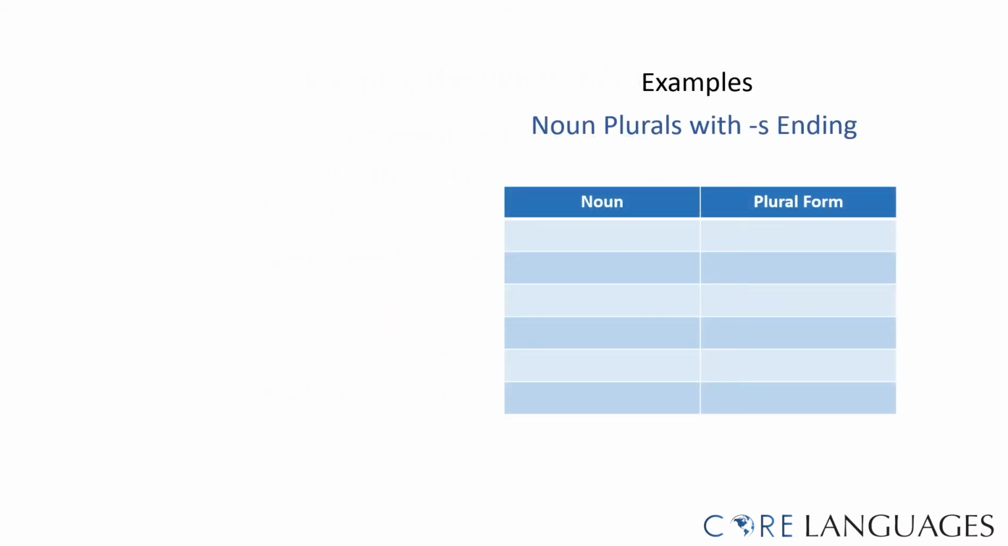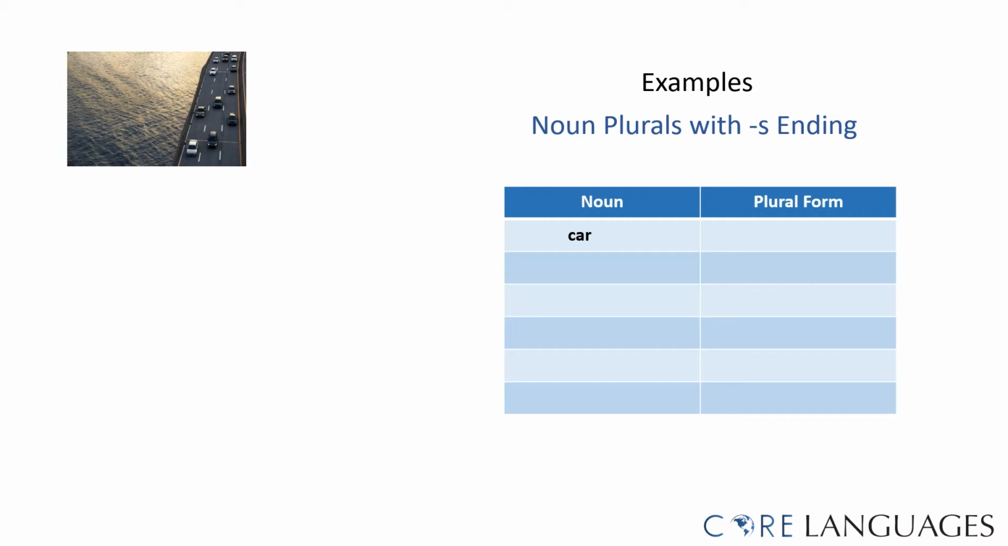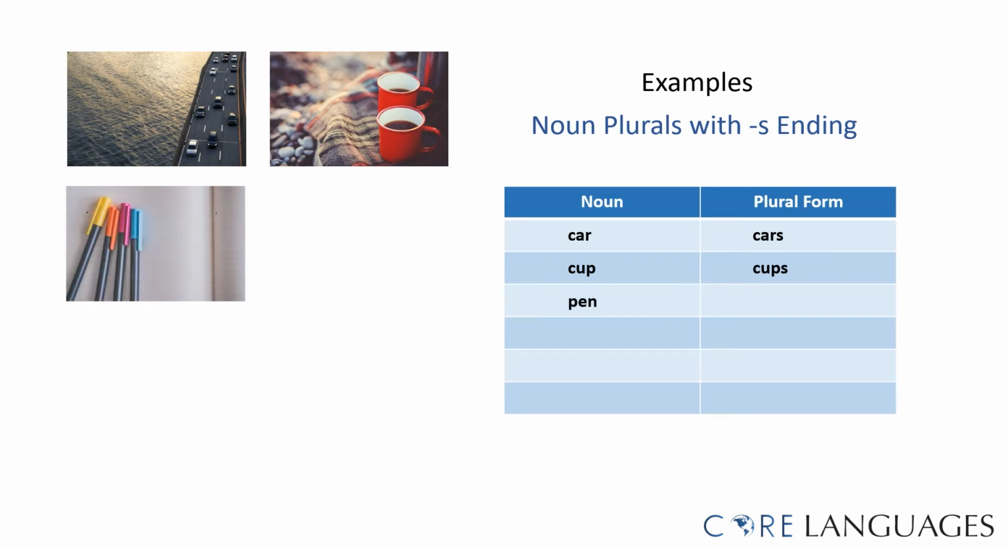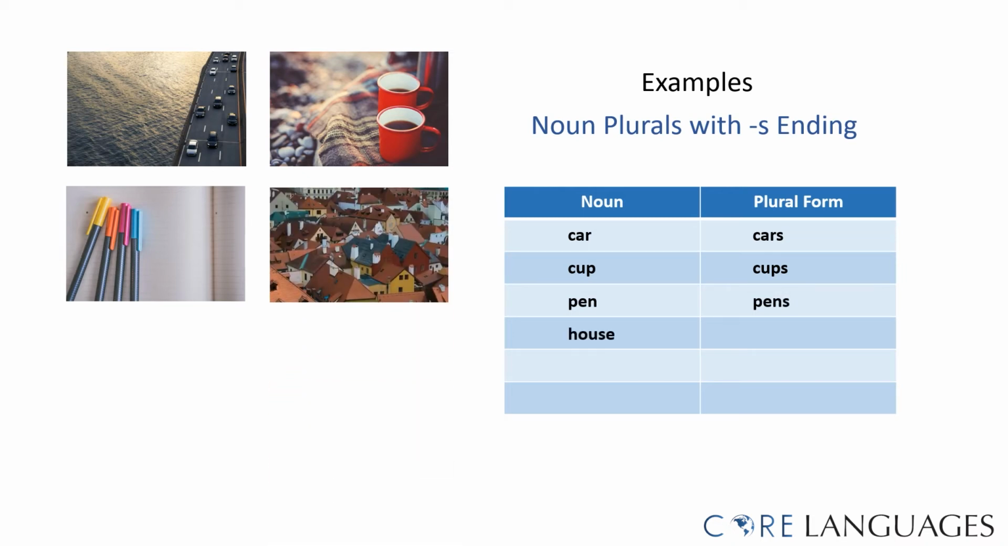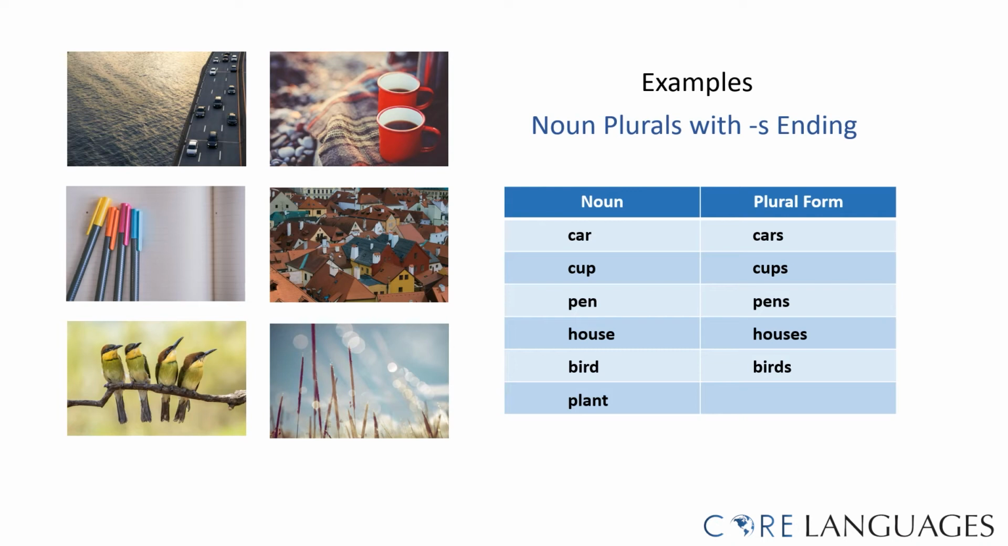Here are some examples of plurals that end in S. For example, the noun car. One car, cars. Cup, cups. Pen, pens. House, houses. Bird, birds. Plant, plants.